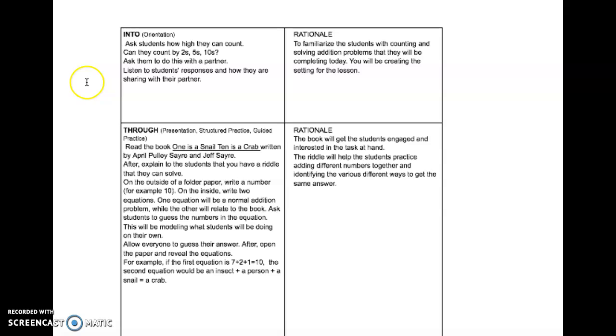So an intro into this activity. You're going to start by asking students how high they can count. Can they count by 2s, 5s, 10s? See what patterns they count. And you can ask them to do this with a partner, and listen to their responses and how they are sharing with their partner.